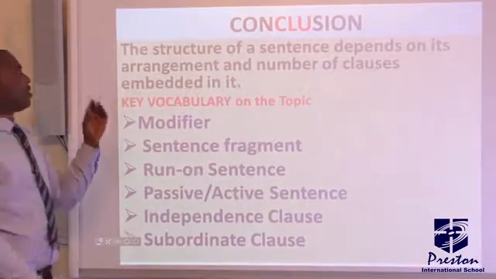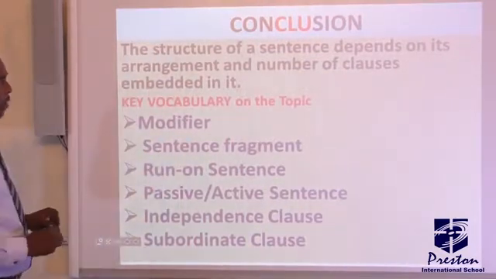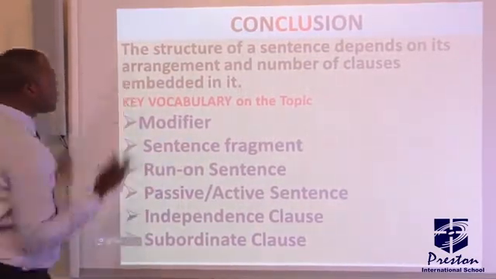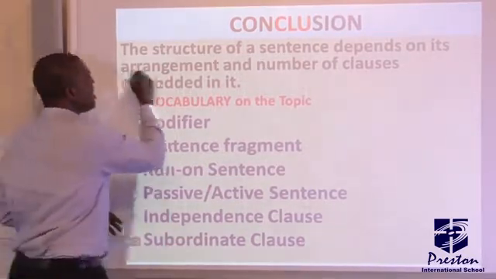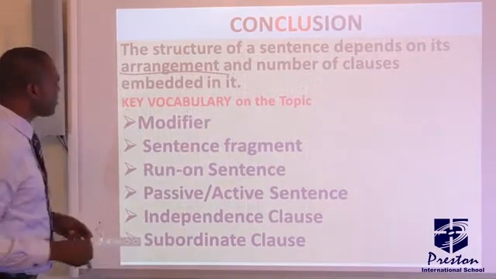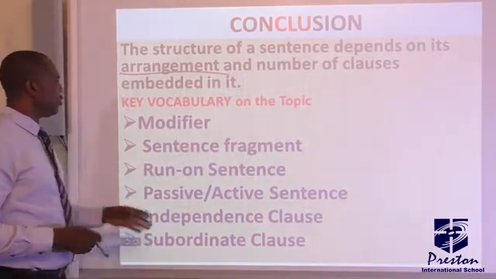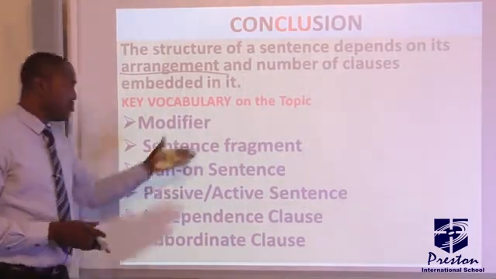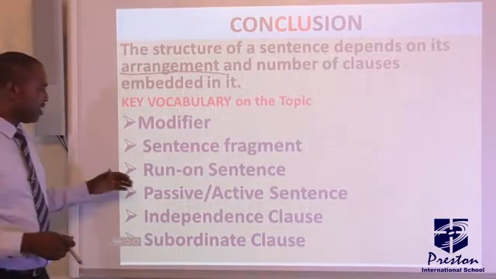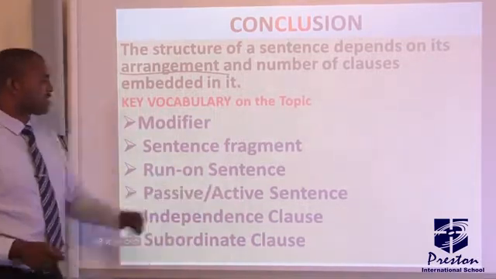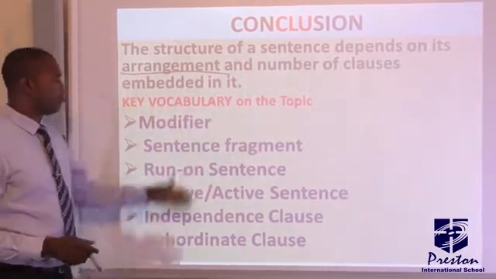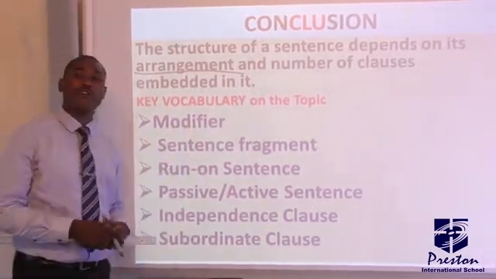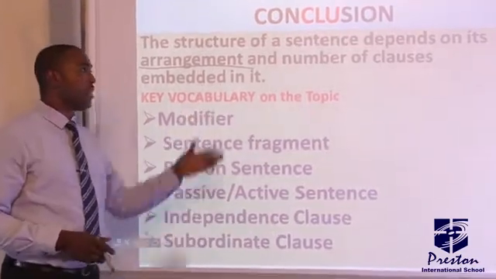Alright. So the structure of a sentence, our conclusion now, depends on its arrangement. For you to determine the structure of a sentence, you look at the arrangement and the number of clauses embedded in it. So the key vocabulary on this topic: modifier, sentence fragments, run-on sentence, passive and active sentence, independent clause, subordinate clause. I need you to go through this. Look them up in your dictionary. That will help your learning of this topic.